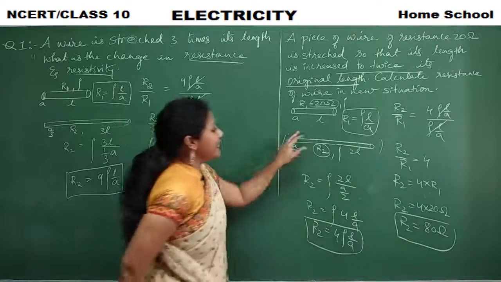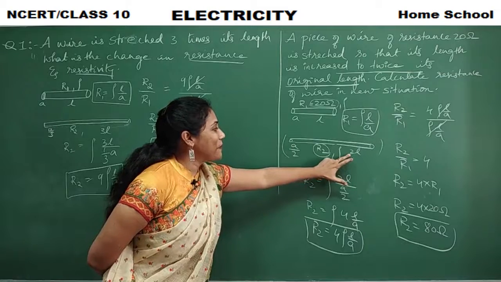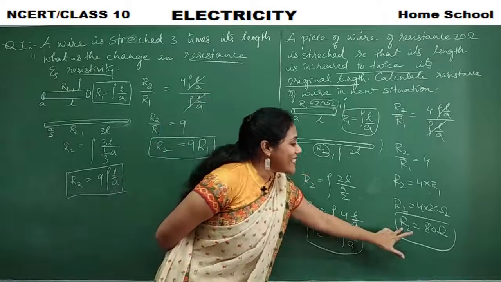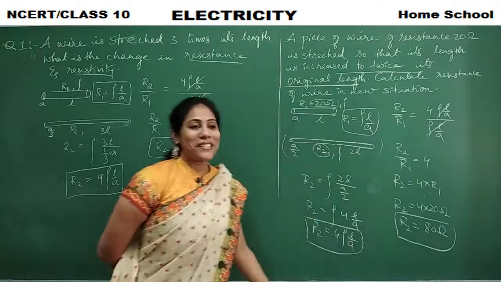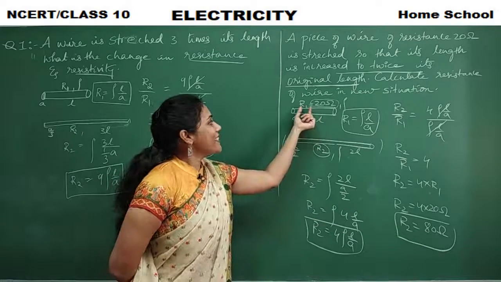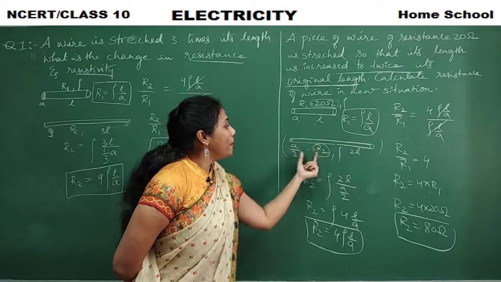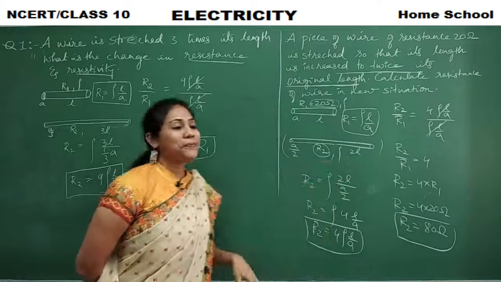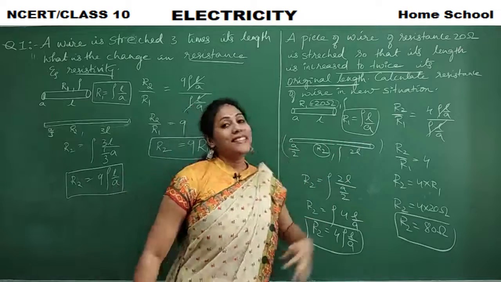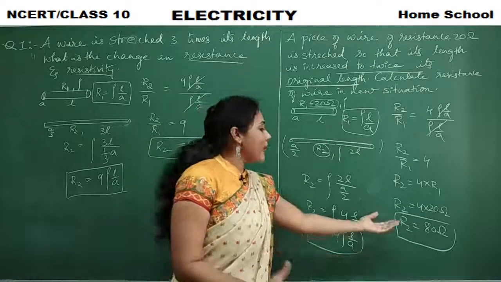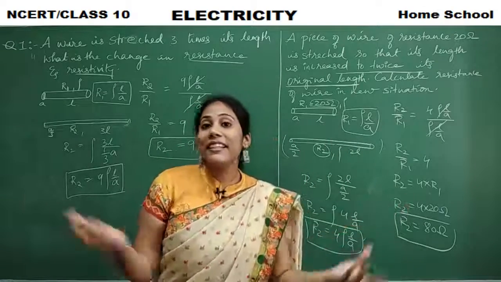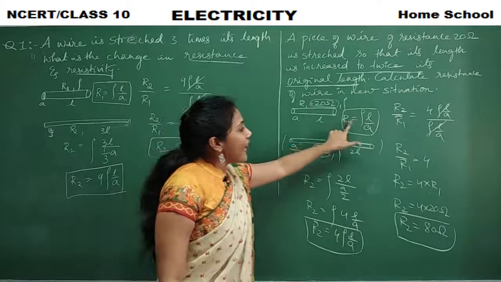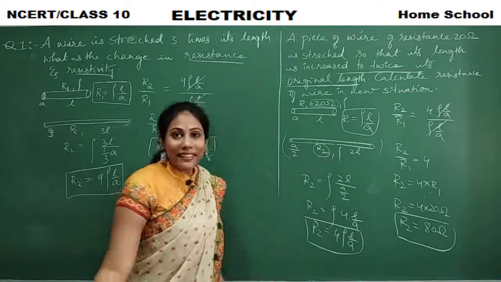See, the length is increased by 2 times, the area decreased by 2 times, and our resistance has increased by 4 times. What is the resistance of this wire? 20 ohm. But the new wire's resistance, how much did you get? 80 ohms. So as the length is increased by 2 times, our resistance is also getting increased, because resistance is directly proportional to length, right?